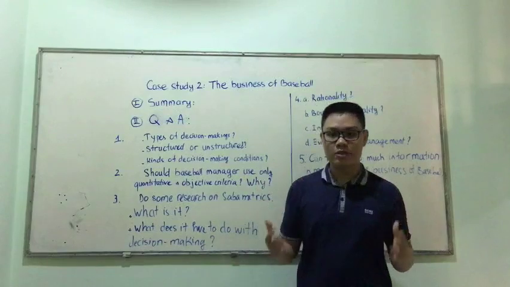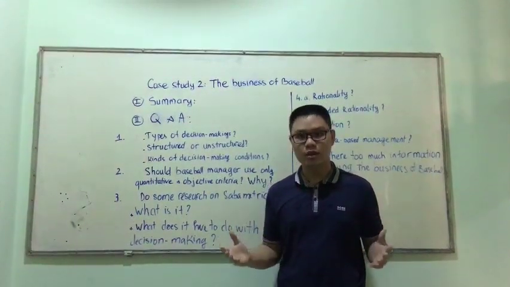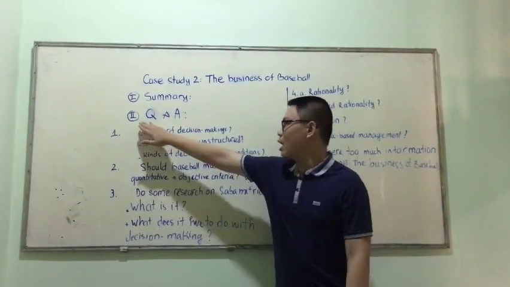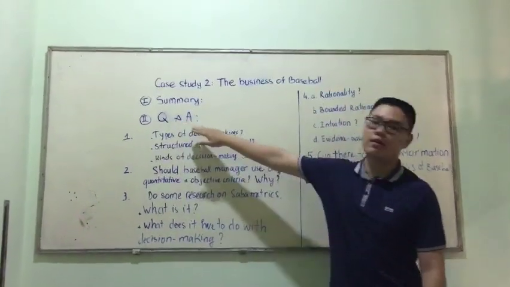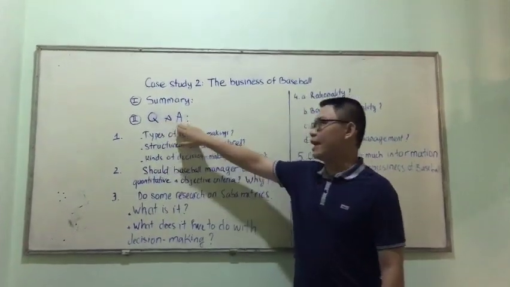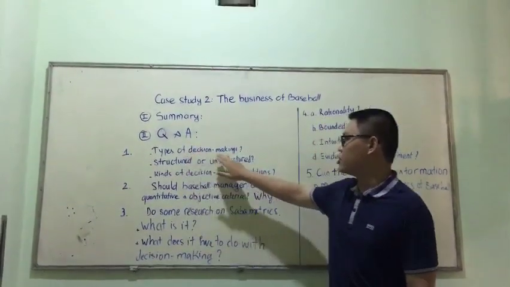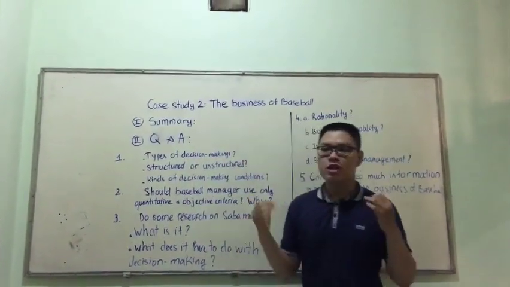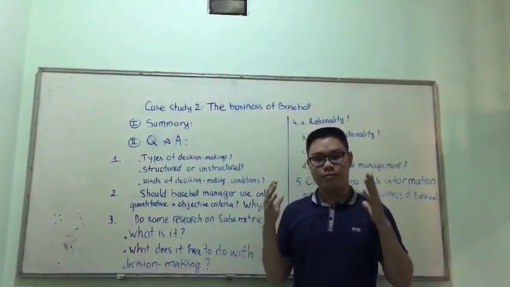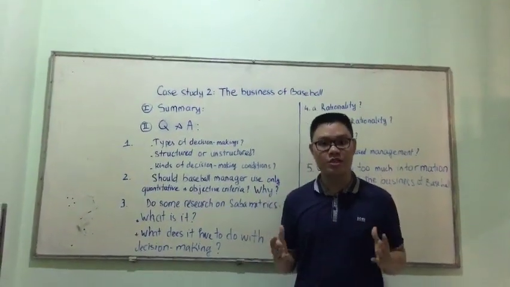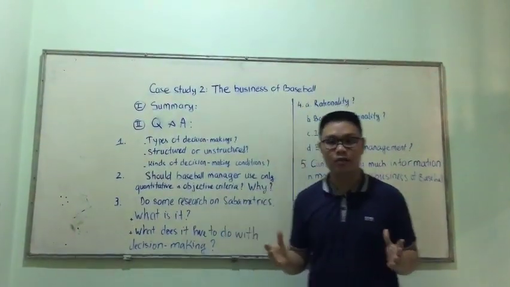Now, I'm finishing summarizing the article. Now let's move to the second session, questions and answers. Let's go to the first question, types of decision making. In a general sense, both programmed and non-programmed decisions are made in baseball.